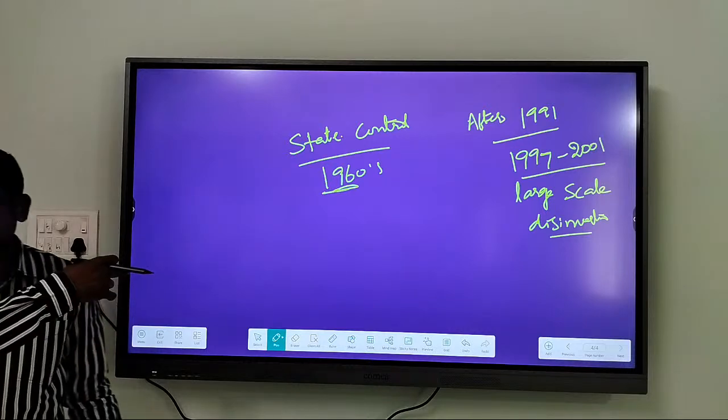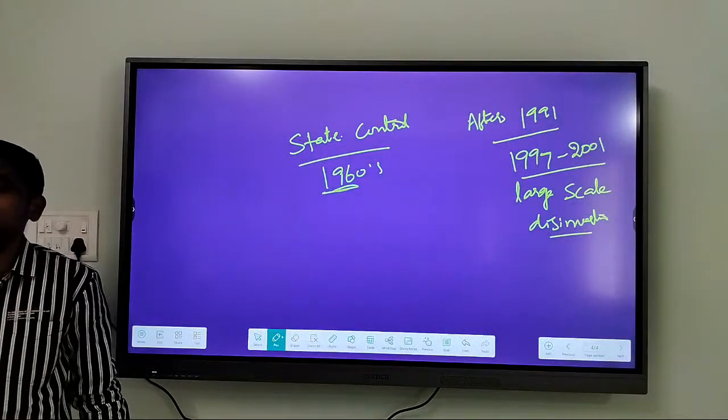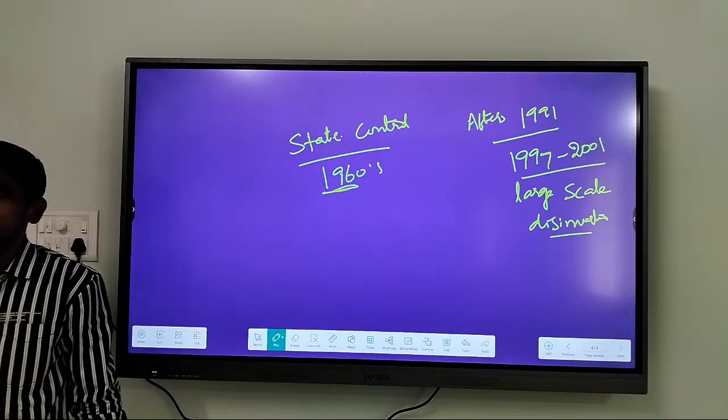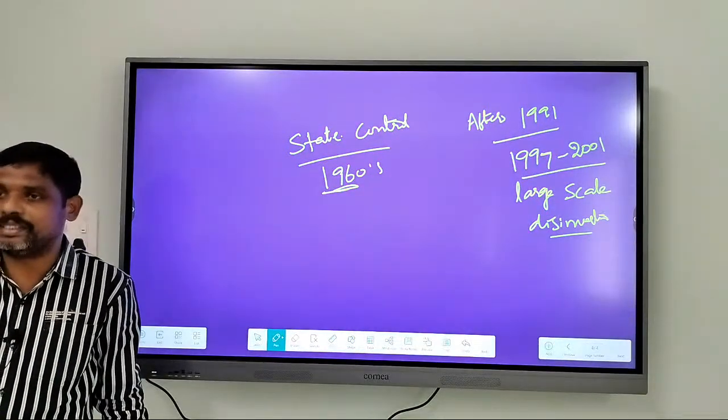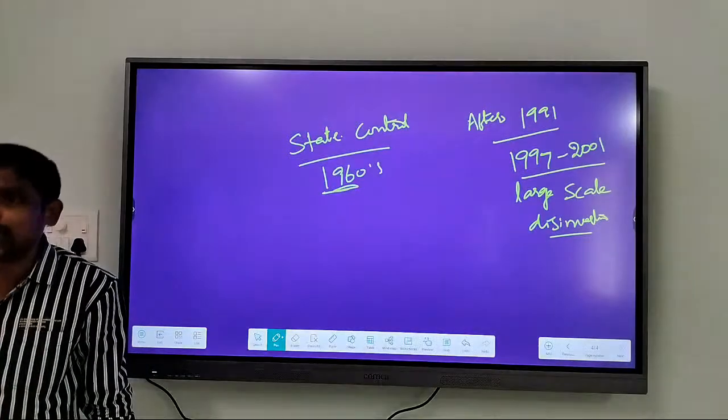But in the economic sector, in the management of PSUs, there is no state philosophy. There is no state control. So in the social sector, there is a relevance. But in the economic sector, the relevance has come down.